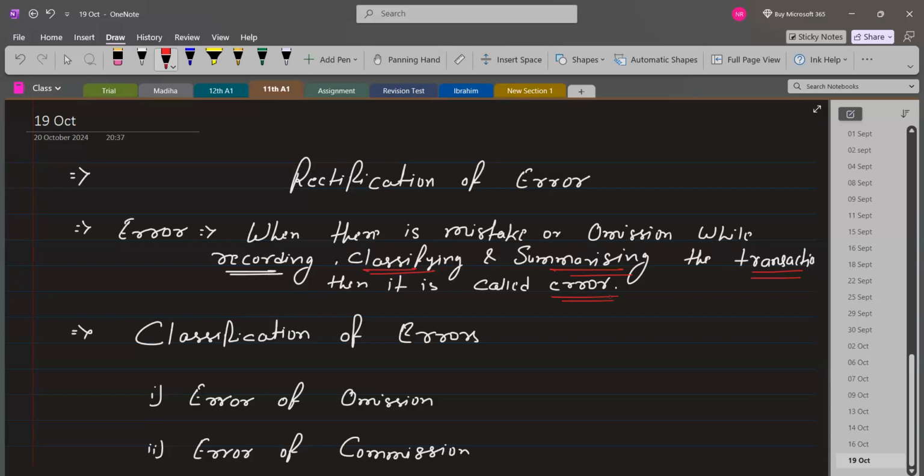Madiha, is there any doubt? No, can I write it? No, just wait. After I explain a little bit about these classifications also, then you can write. Okay. Abdullah, is there any confusion, doubt you have? No. Okay, very good.